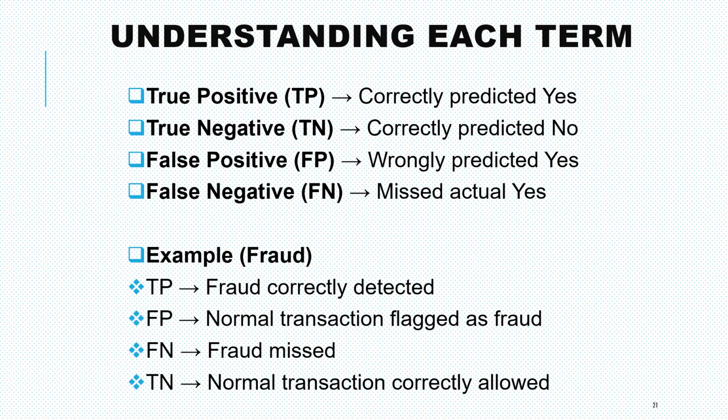Normal transaction correctly allowed. For instance, the 20,000 per day person, if it is not flagged, that is correctly what? Allowed. It becomes a true what? Negative.